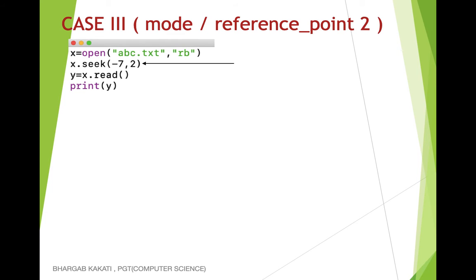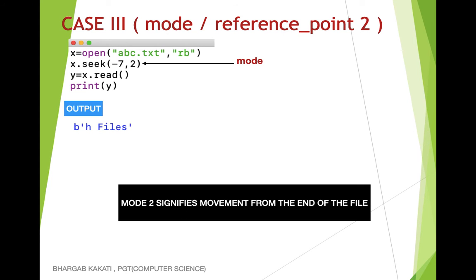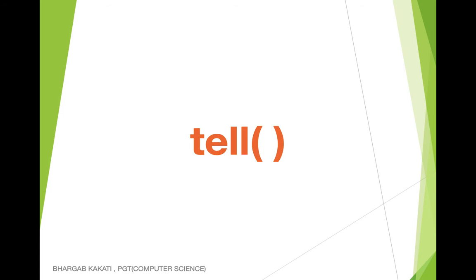Alright, we moved 7 bytes from the backward direction, and how did we move in the backward direction? By using the file mode as 2 in this case, and so we got this output. So mode 2 signifies what? Mode 2 signifies movement from the end of the file.